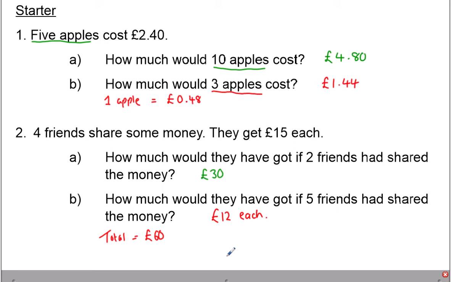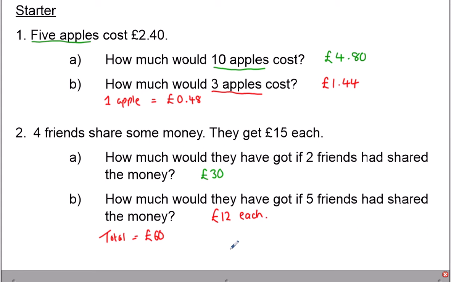Okay, and both those questions have got something in common. Part A was easy. You didn't need to know the cost of an apple to do part A on number 1. You didn't need to know how much money there was altogether to do part A on number 2. But for part B, you couldn't answer it unless you knew the cost of 1 apple. And on number 2, you couldn't answer it really unless you knew how much money there was in total.